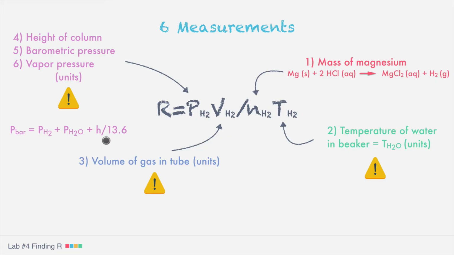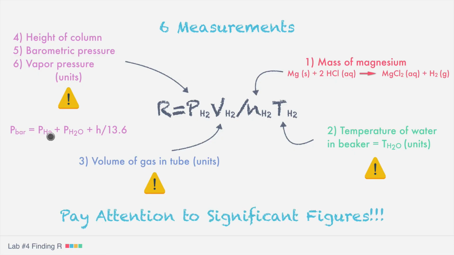Now, what I'm going to suggest is that you record everything in millimeters or millimeters of mercury, and then do this calculation, solve for the partial pressure of hydrogen gas, and then convert to atmospheres. That's probably going to be easier to do it that way.